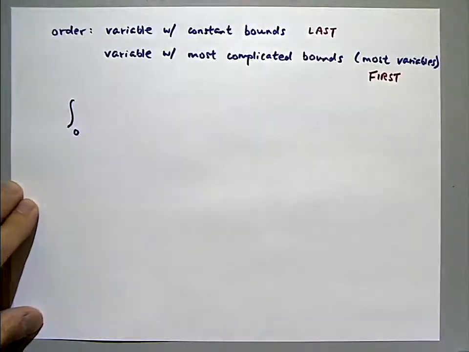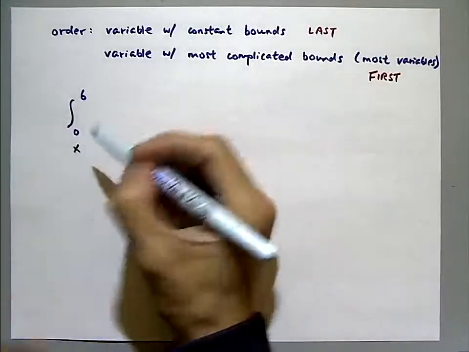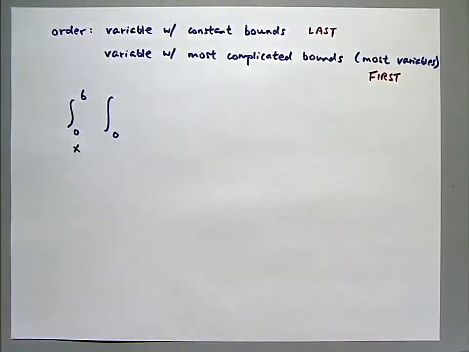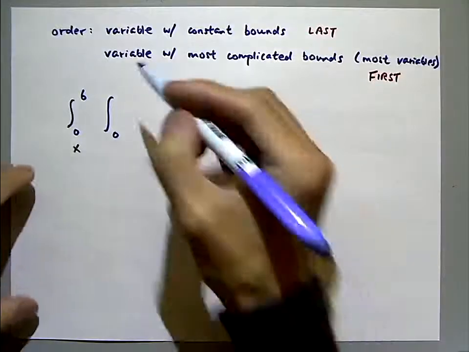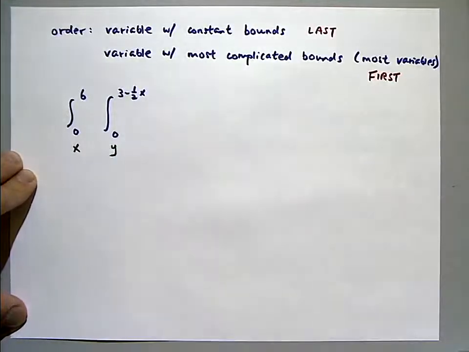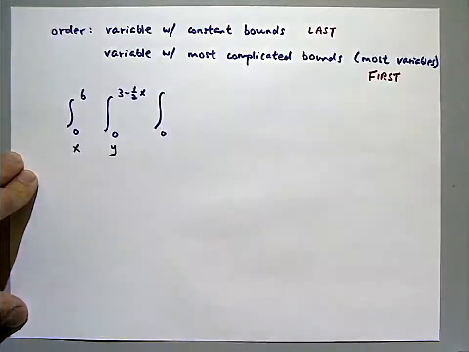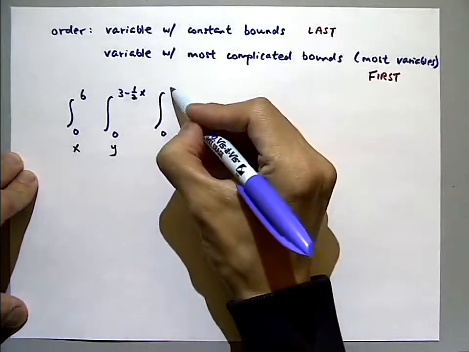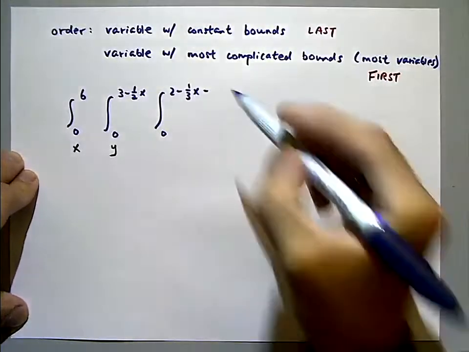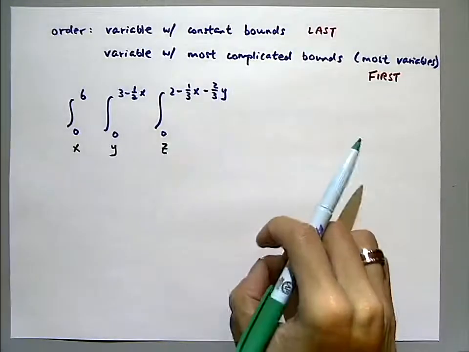So the very last integration is 0 to 6 for x. This is our x bound. And then the next one is the y. y goes from 0 to 3 minus 1/2 x. And last, or first actually, we write it last, but we actually perform that integration first, z goes from 0 to 2 minus 1/3 x minus 2/3 y. And that's the z bound, right?